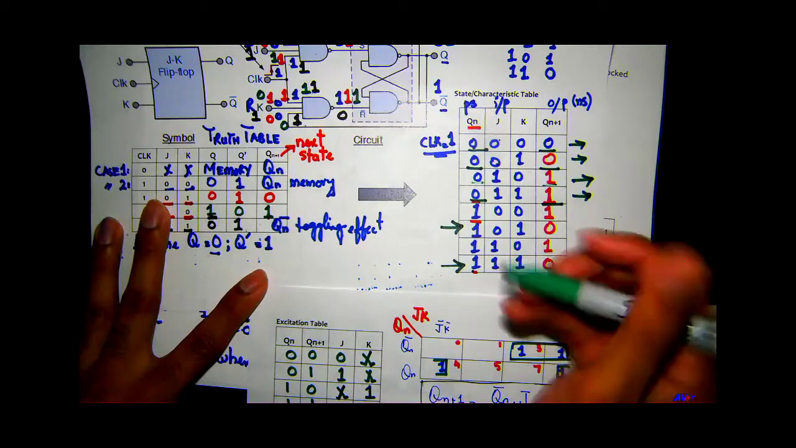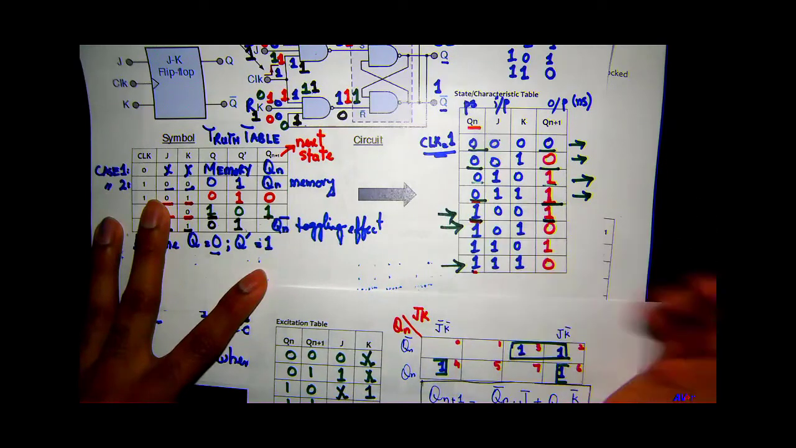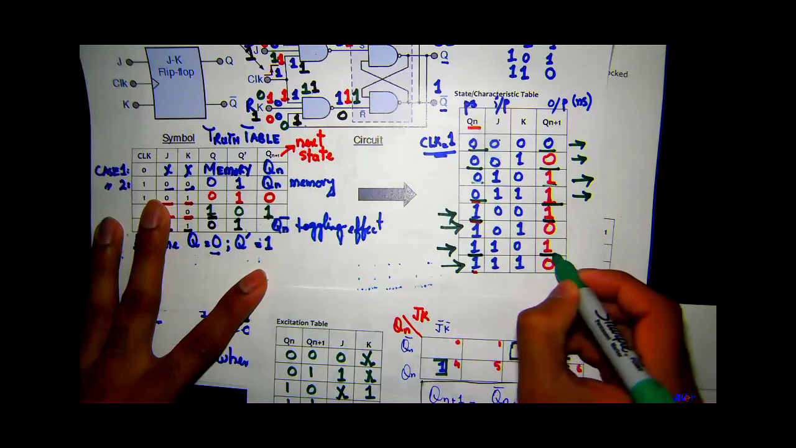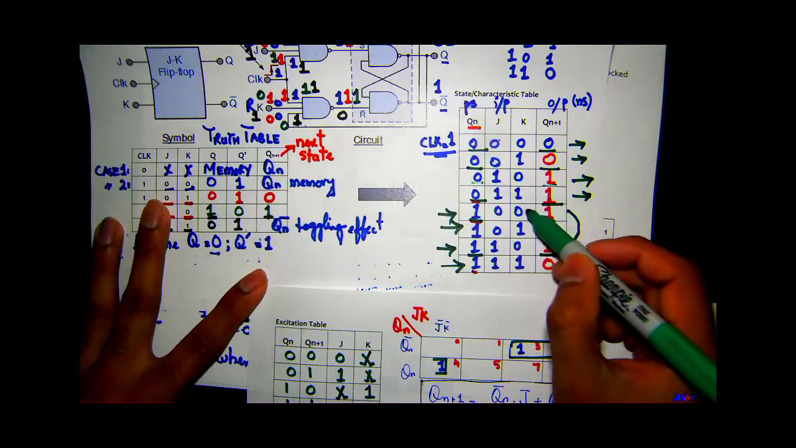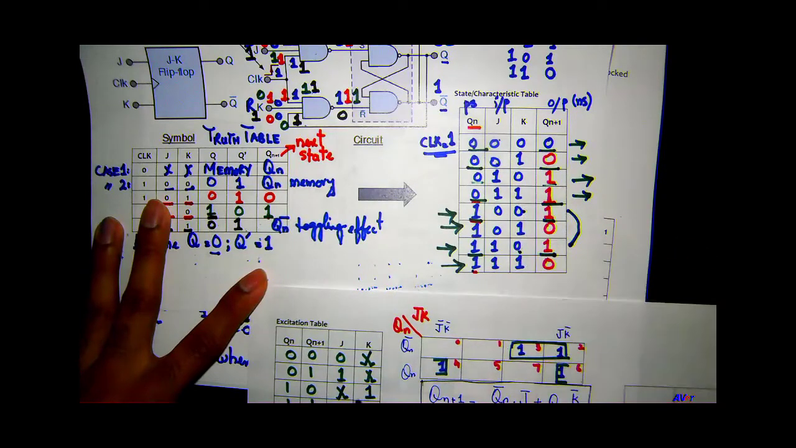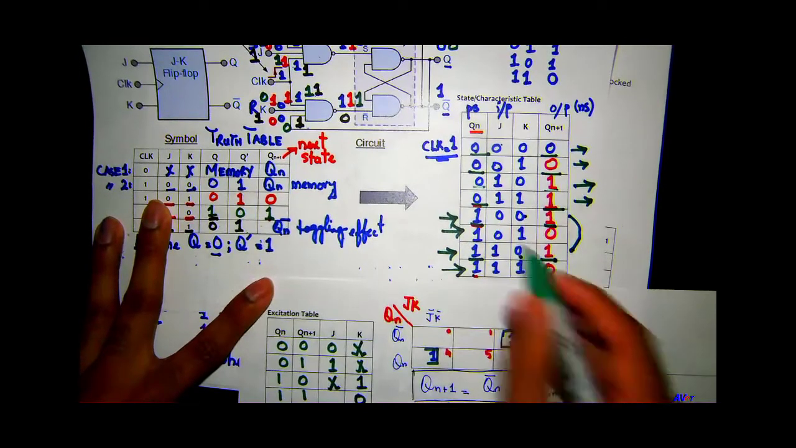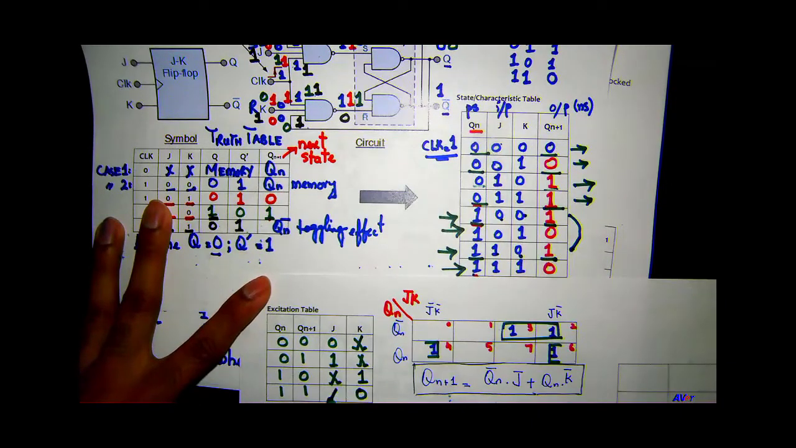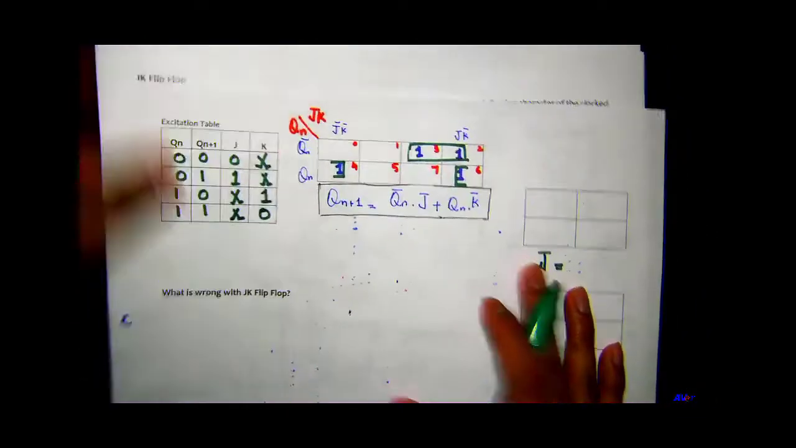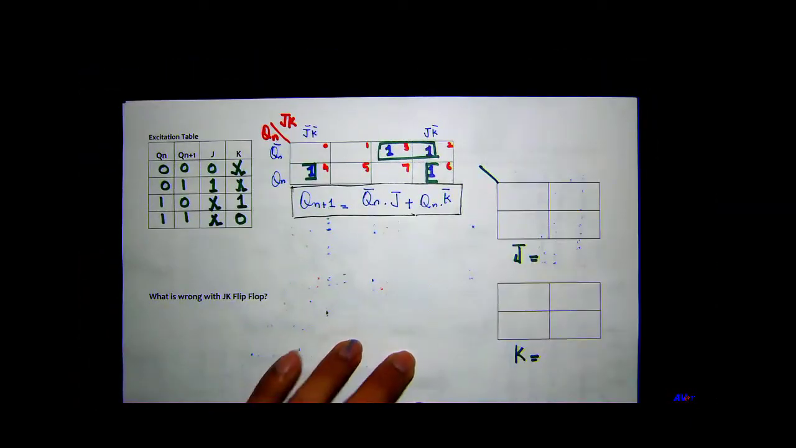And the last one, 1 1, which is actually this one right here. You got 1 here and 1 here, and this one right here. So if you look at these ones, you get K 0 here and K 0 here. And if you look at J, J is 0 here, J is 1 here, so it has to be don't care. Okay, so now that we have completed the excitation table, we can use this table to get an expression for J and K.